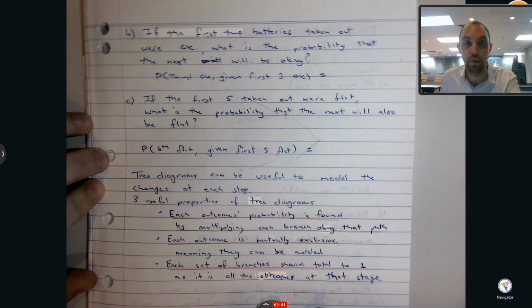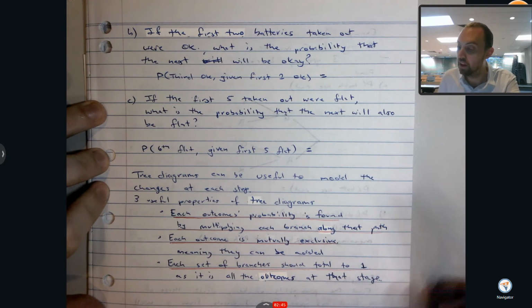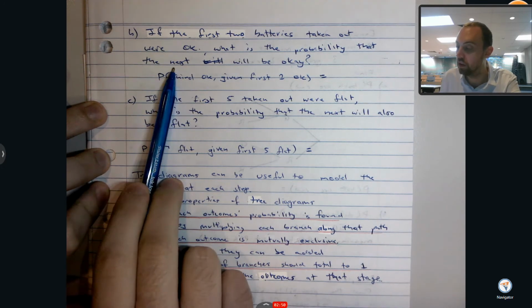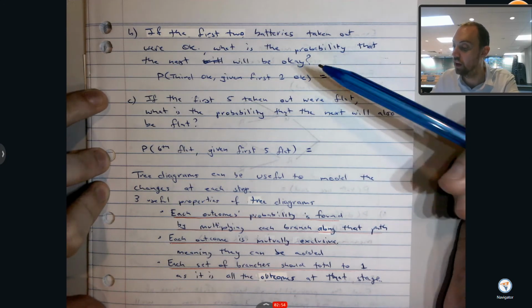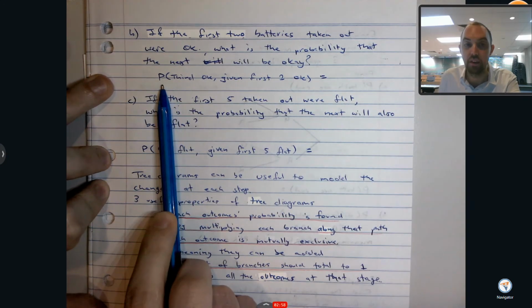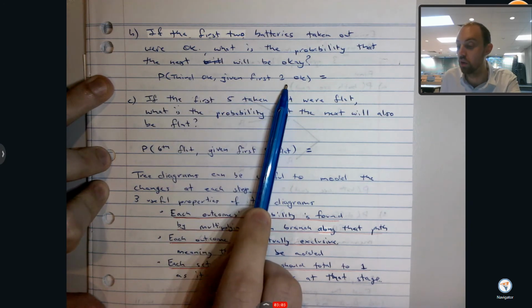If the first 2 batteries taken out were okay, what is the probability that the next one will be okay? Again, we're talking about the next one. So the results of the first 2 have already happened. We're just talking about a particular thing, the third battery. So we can write this as the probability that the third is okay, given that the first 2 are okay.